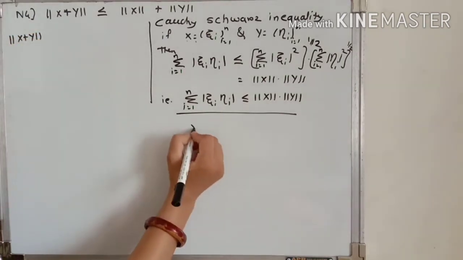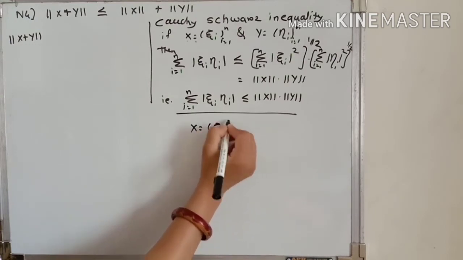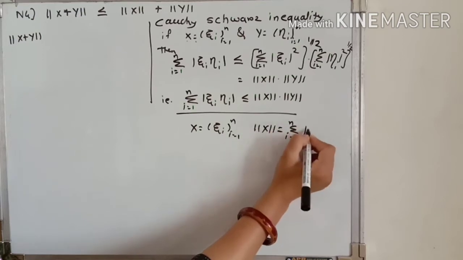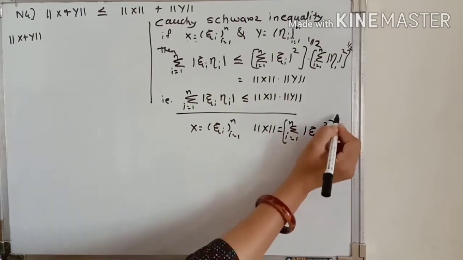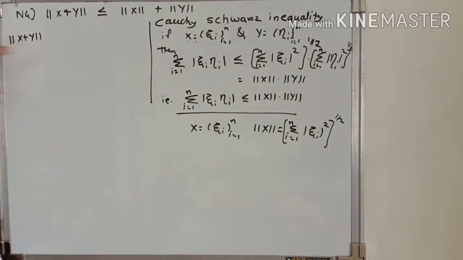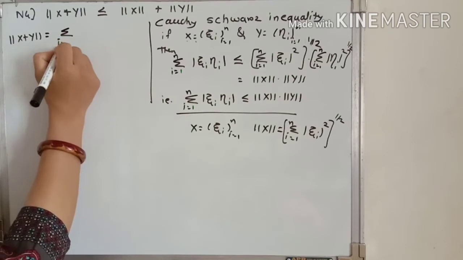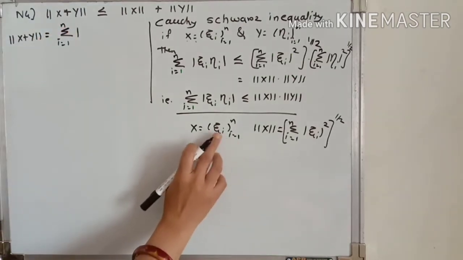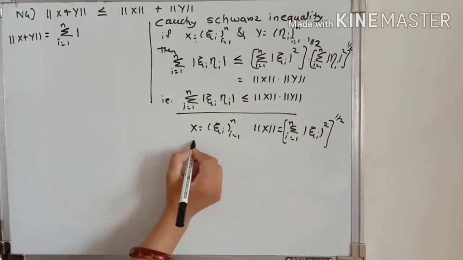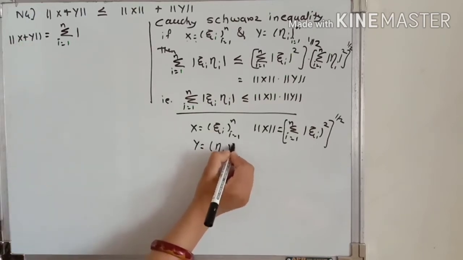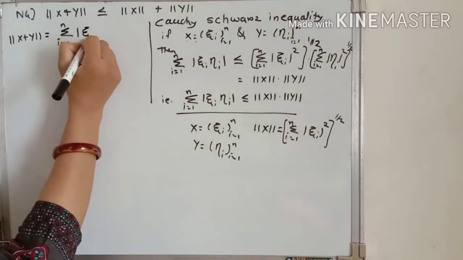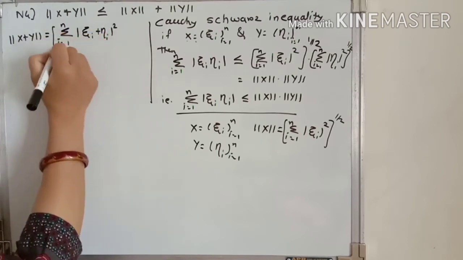Now here, as x equals the sequence ξᵢ, i running from 1 to n, we define the norm of x as equal to the summation i running from 1 to n of mod of ξᵢ squared, whole to the power 1/2. In this way, norm of x plus y becomes the summation i running from 1 to n of mod of, now here, with x having the coordinates ξᵢ and y having the coordinates ηᵢ, therefore norm of x plus y equals the summation i running from 1 to n of mod of ξᵢ plus ηᵢ squared, whole to the power 1/2.